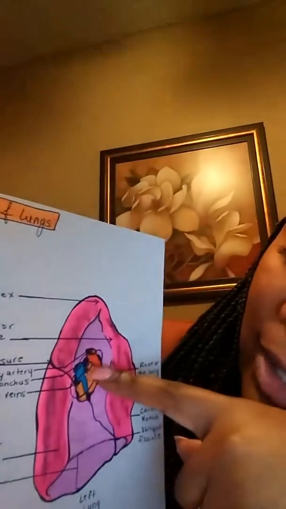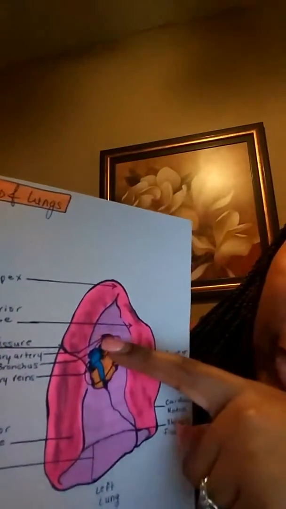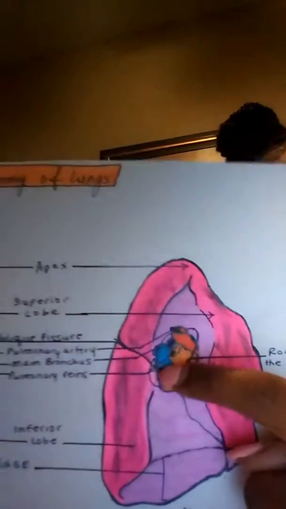And then the root of the lung is located right here, which is circling the veins and the arteries of the lungs. And then the hilum is located right here.